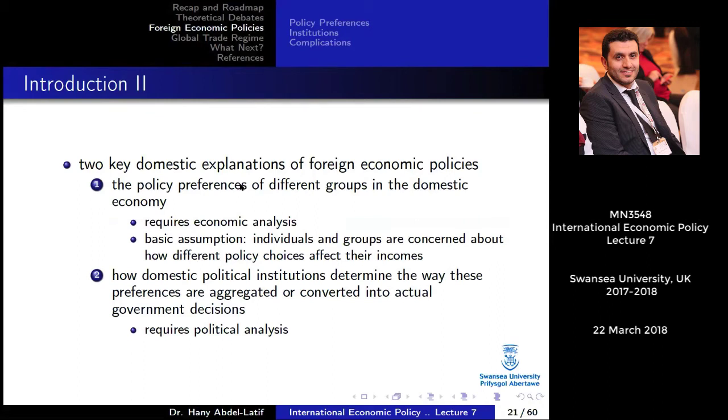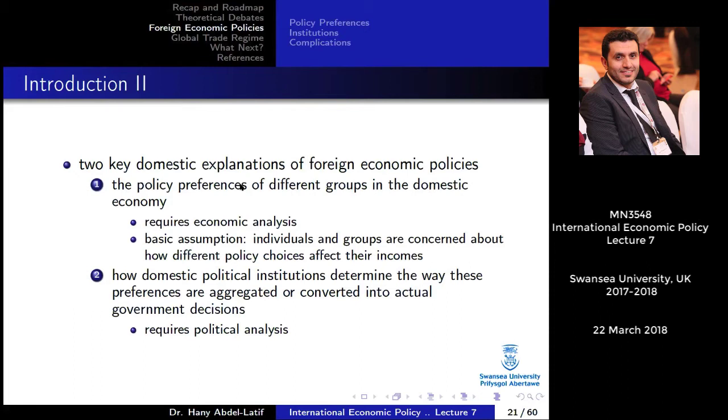So to explain an economic policy, you need to understand two aspects. You need to understand the policy preferences of different groups in the domestic economy, and this is what we're going to look at now. This basically requires economic analysis, so you purely think as economists. On the other side, you need to know how political institutions work in that country. And this is the political analysis. This is where you can bring together economics and politics, if you want to analyze any economic policy.